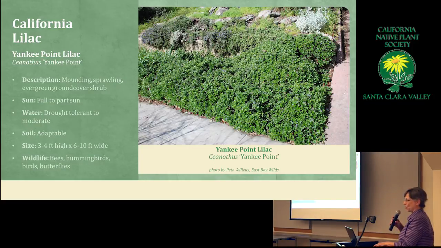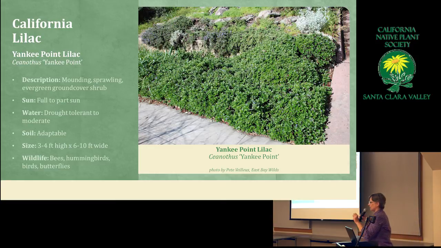Okay, Yankee Point. So the first one was Dark Star, which is a medium-ish size shrub, and then Ray Hartman, which is huge and tree-like, and now we've got Yankee Point, which is more of a ground cover. I forget which park we were at, but hubby and I were at the park, and there was a Yankee Point. They had a sign on it. It said it was Yankee Point, and it was this tall, and it went like this. It looked like a haystack.